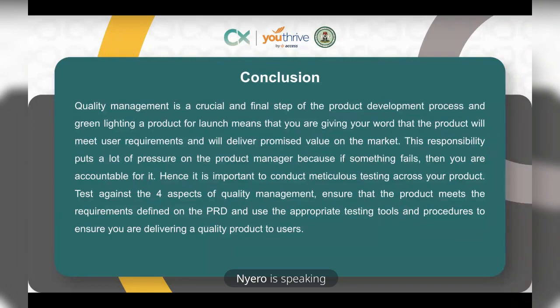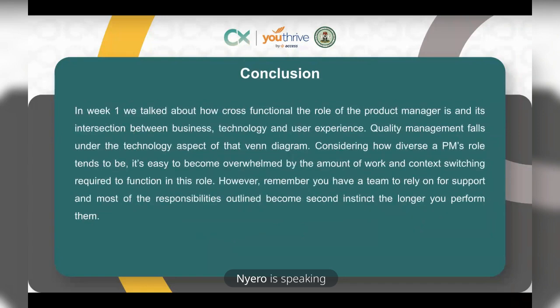This kind of responsibility can put you under a lot of pressure, because if something fails, then you're accountable for it. Which is why it's important to conduct meticulous testing across your product. Test against the four aspects of quality management, ensure that the product meets the requirements defined in the PRD, and use the appropriate testing tools and procedures to ensure that you are delivering a quality product to users. Now, in week 1, we talked about how cross-functional the role of the product manager is, at the intersection between business, technology, and user experience. In light of that, you see that quality management falls under the technology aspect of that Venn diagram.